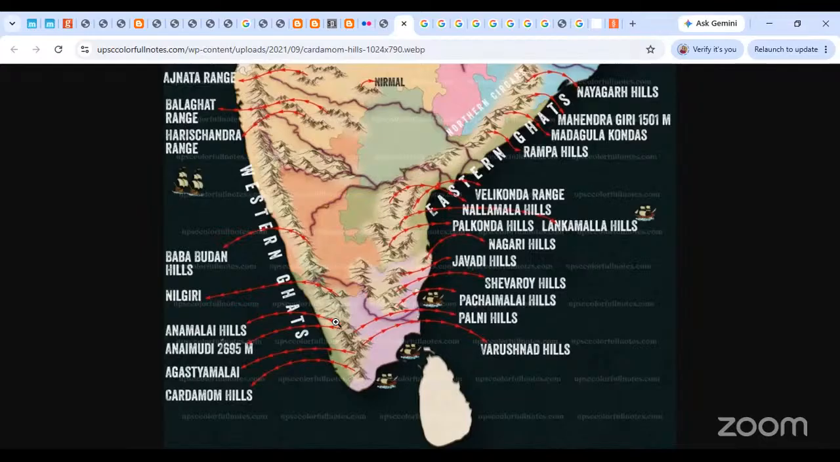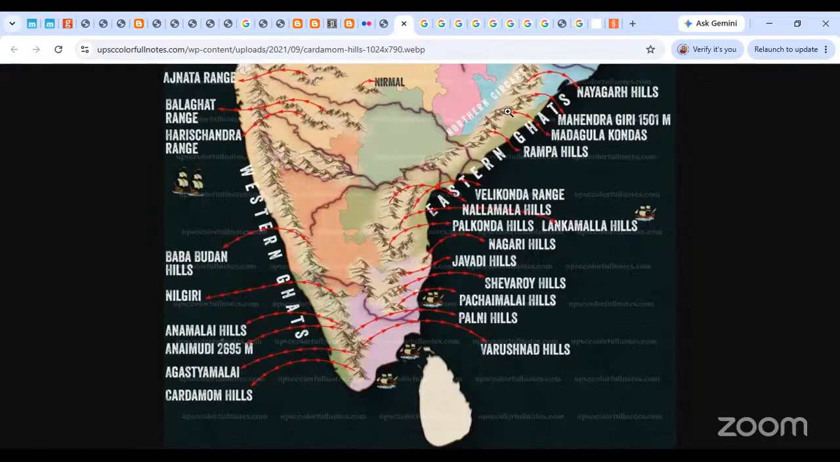Moving to the Eastern Ghats, let's look at them. You have the Nayagarh Hills over here, obviously from Odisha. Mahendragiri also lies in Odisha. Below that you have the Madagula Kondas, which is actually Andhra Pradesh. It lies in Andhra Pradesh.